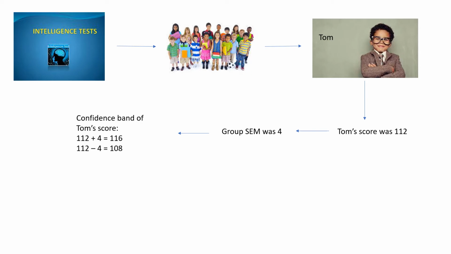So you can say Tommy would likely score somewhere between 108 and 116 if the same intelligence test was re-administered and if Tommy did not change between the two testings. When we say Tommy did not change within the two testings, we are talking about no learning effect taking place between the two tests. If Tommy, with the same knowledge, takes another test, his score would be landing somewhere between 108 and 116.